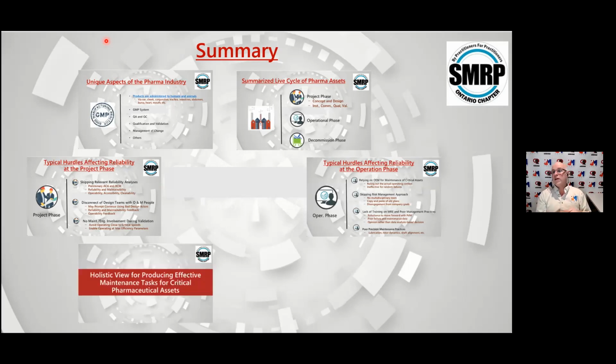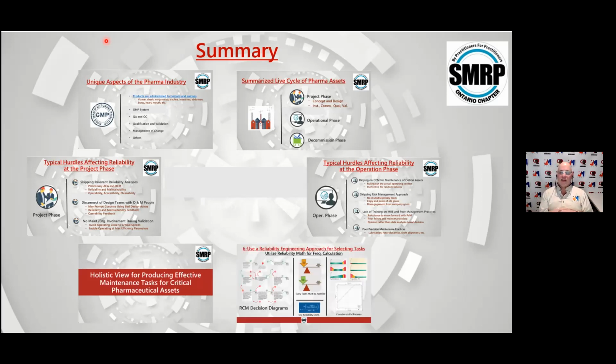We also spoke about a holistic view in which we base our decisions on facts, on data. We also use an asset and risk management approach. We understand very well how assets fail, and we encourage the use of reliability engineering and reliability math for doing proper calculations and making proper decisions on asset reliability, and especially on maintenance tasks. So this is a quick summary of what we spoke about tonight.